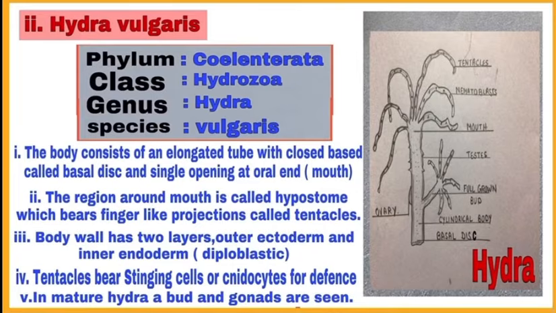Tentacles bear stinging cells or nematocytes, and these are used for defense. In mature Hydra, a bud and gonads are seen. You can see all these features in the diagram of Hydra.